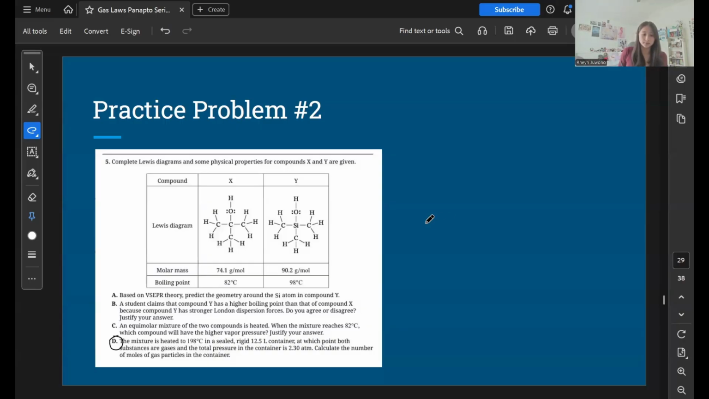Okay, so this mixture of gases is heated to 198 Celsius in a sealed, rigid 12.5 liter container. I guess they are a mixture of gases because they've been heated to that high, but they were liquids before. And the total pressure in the container is 2.30 atm. Calculate the number of moles of gas particles in the container.